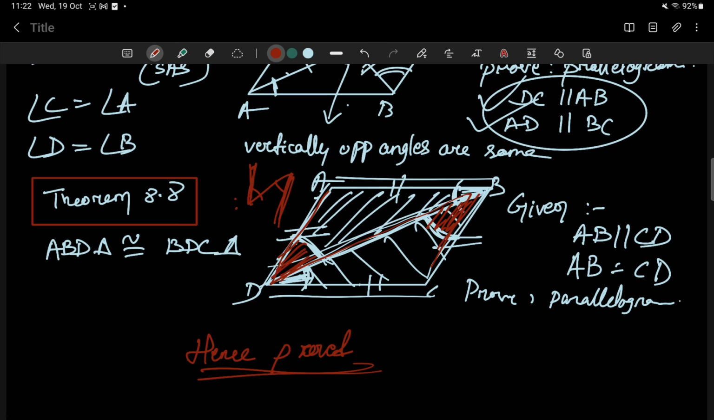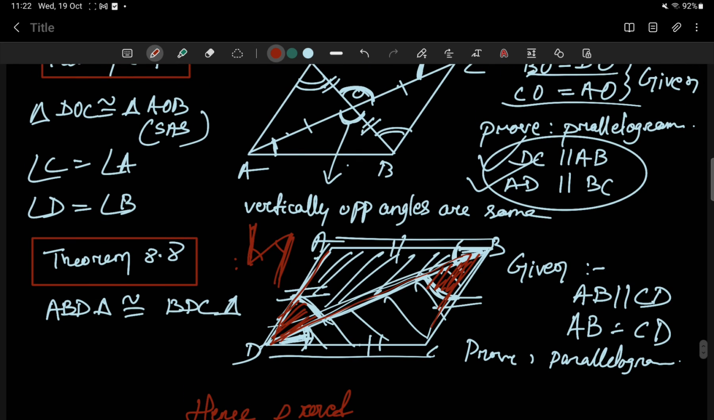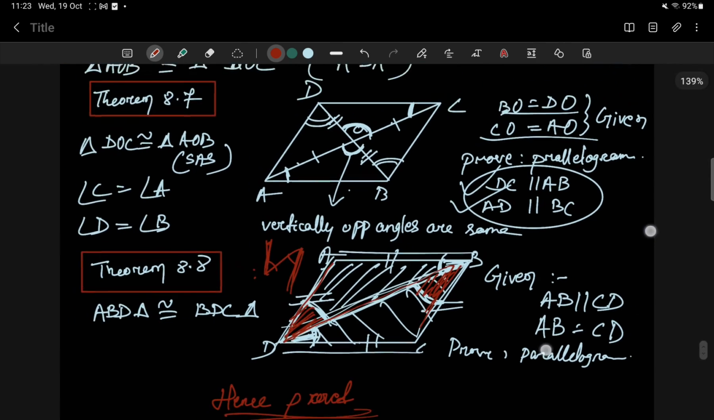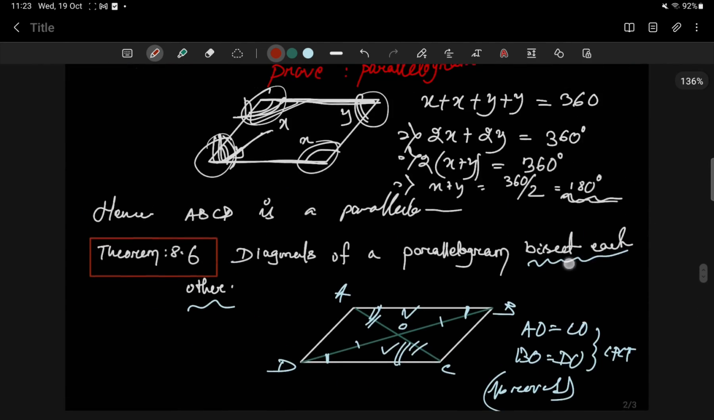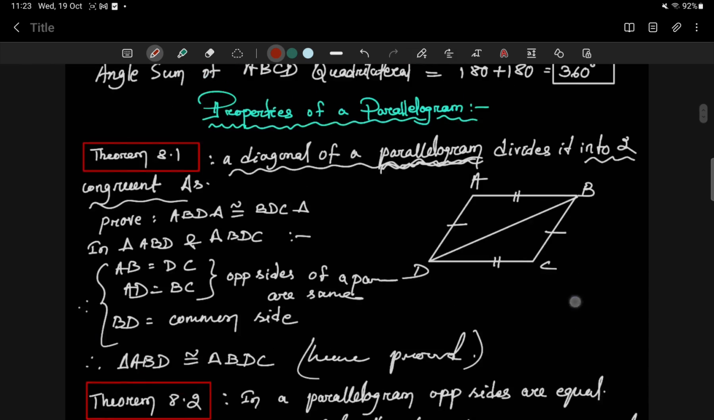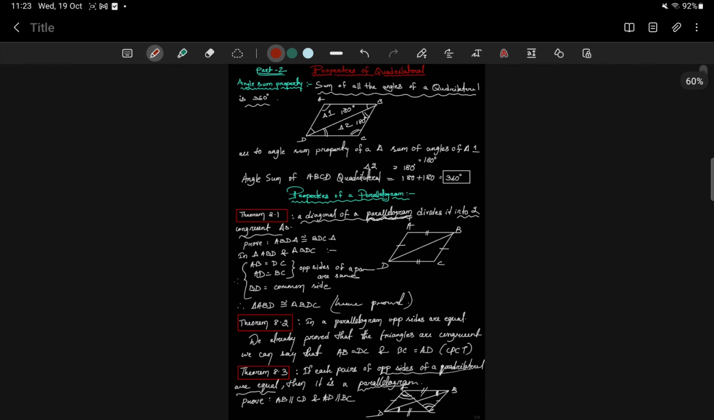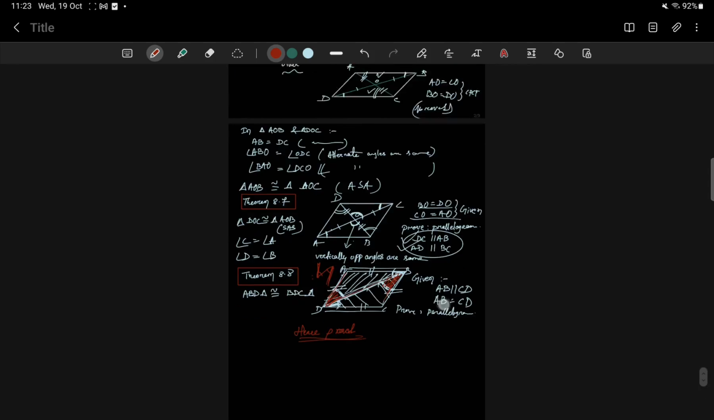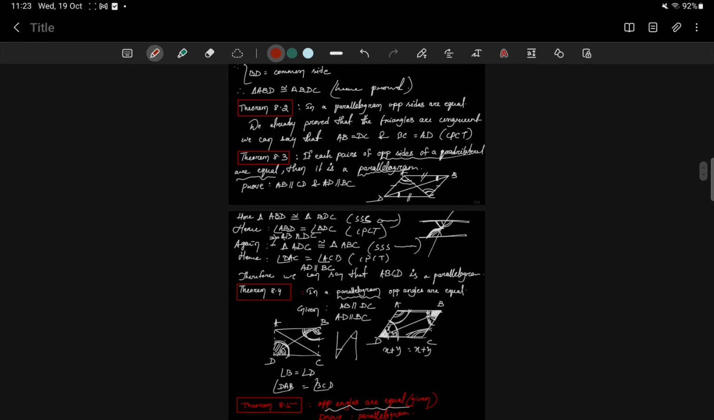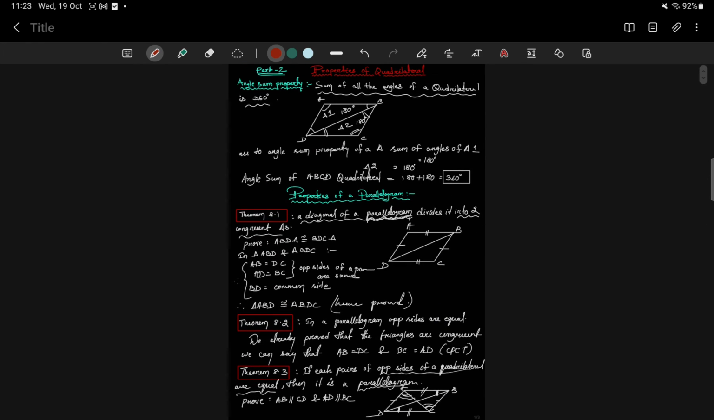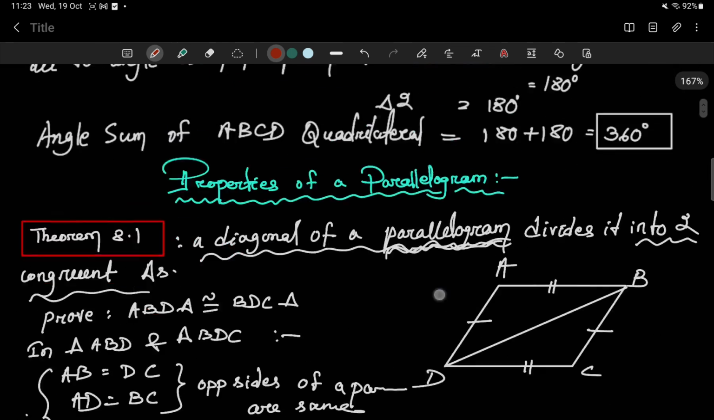Theorems you need to see from the book and understand, and do by yourself. I also explained here. The only thing you have to do is write the steps according to you. I didn't write the steps, I just told you how to do. Somewhere I have written, somewhere I have not written, so it's your job to do. Understood? And notes I'll send. You don't need to write from here. Okay, thank you so much.